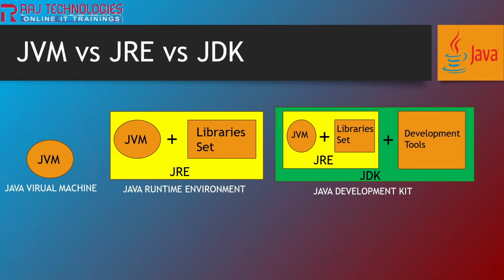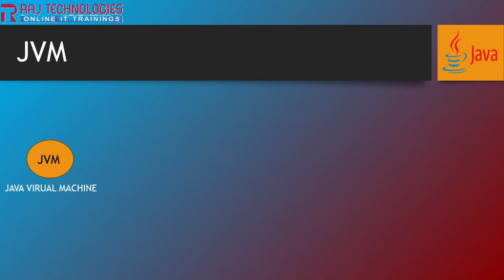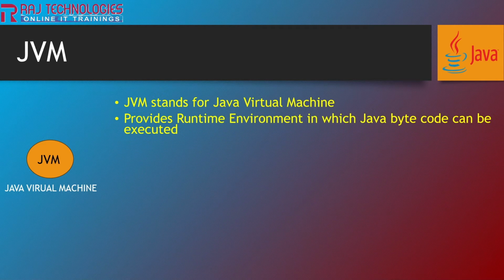Now let us understand the role of each JVM, JRE and JDK in detail. First, let us start off with JVM. JVM stands for what? Java Virtual Machine. And what it is going to provide? Provides runtime environment in which Java bytecode can be executed.